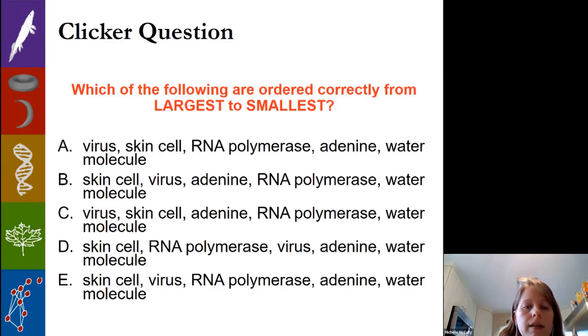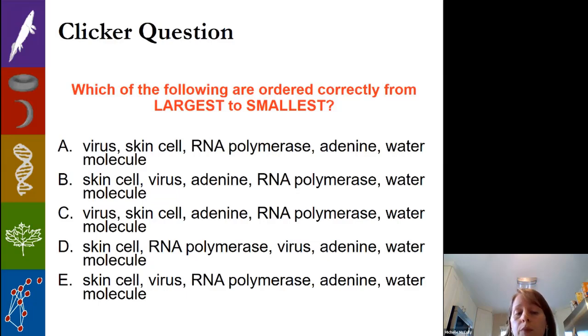And then RNA polymerase is probably what's giving people some trouble. RNA polymerase is a protein. I'm going to give you a tip. Any molecule that ends in ASE is, for the most part, an enzyme, and an enzyme is a protein. Enzymes are proteins that catalyze chemical reactions. They do stuff. So RNA polymerase is confusingly not a nucleic acid. It is a protein. It is an enzyme that polymerizes, or builds, RNA.